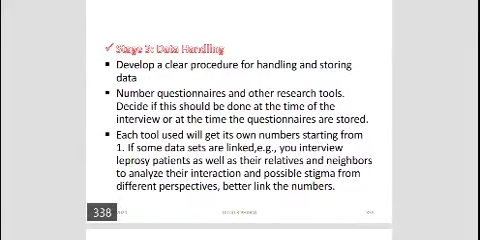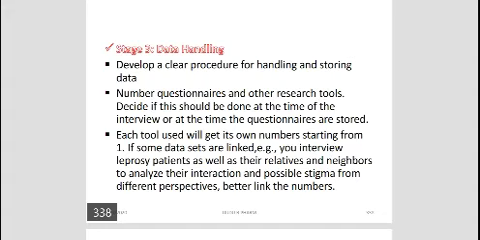Stage 3, data handling. In data handling, we say develop a clear procedure for handling and storing data. You must develop a clear procedure for handling and storing data. Number the questionnaires and other research tools. Decide if this should be done at the time of the interview or at the time the questionnaire is stored. Each tool used will get its own numbers starting from 1.